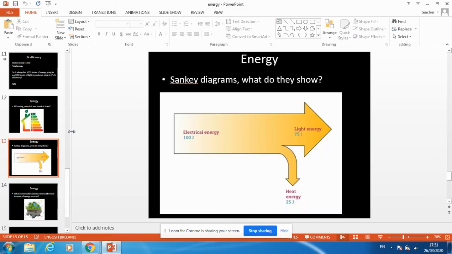In terms of Sankey diagrams, girls, what they are, they are a really efficient, nice diagrammatical way of looking at energy transfers. So we look at electrical energy here. We've got 100 joules of electrical energy going into a bulb, and 75 joules of that is going to be going into light energy, and you've got 25 joules going to be lost as heat energy. So it's a really nice, easy way. By comparing the arrows, we can see which are the most efficient light bulbs or which are the most efficient appliances. So we always want the appliance that gives us the bigger arrow with the energy transfer that we want.